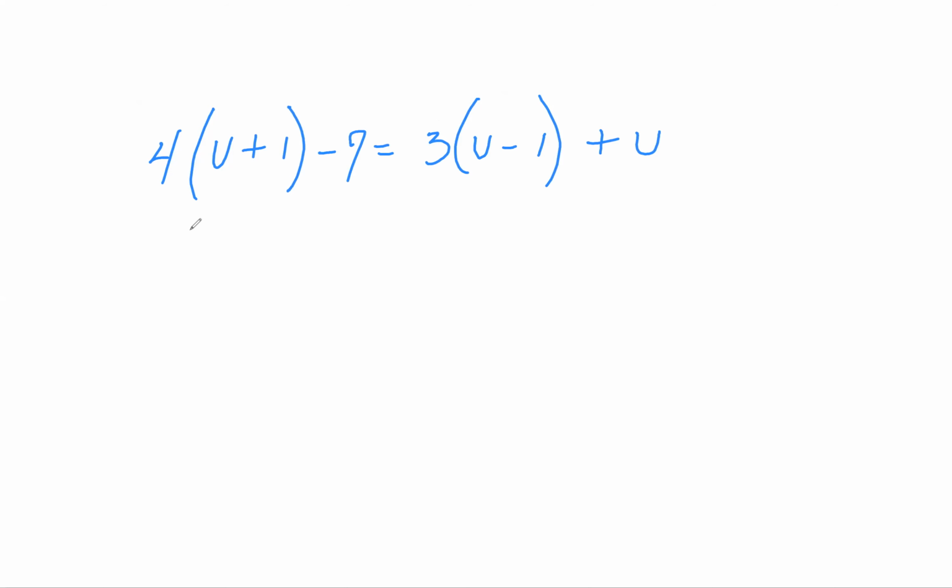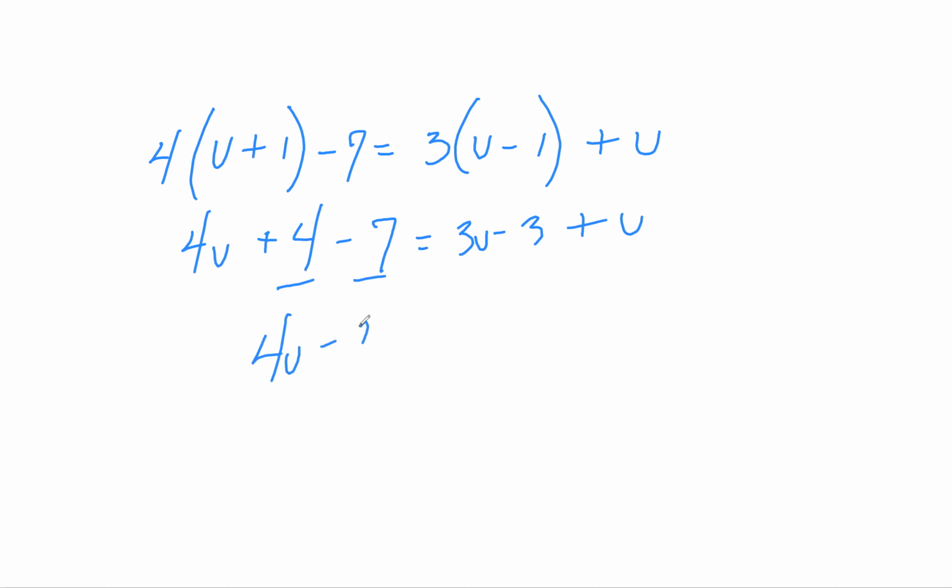So 4 times u plus 4 times 1, 3 times u, 3 times 1, whoops, got my u there, plus u. Okay, combine like terms now, right here. So 4u minus 3, because positive 4 and negative 7 is negative 3. 3u and 1u is 4u. But that's a 1u there, right? So 3u plus 1u is 4u minus 3.